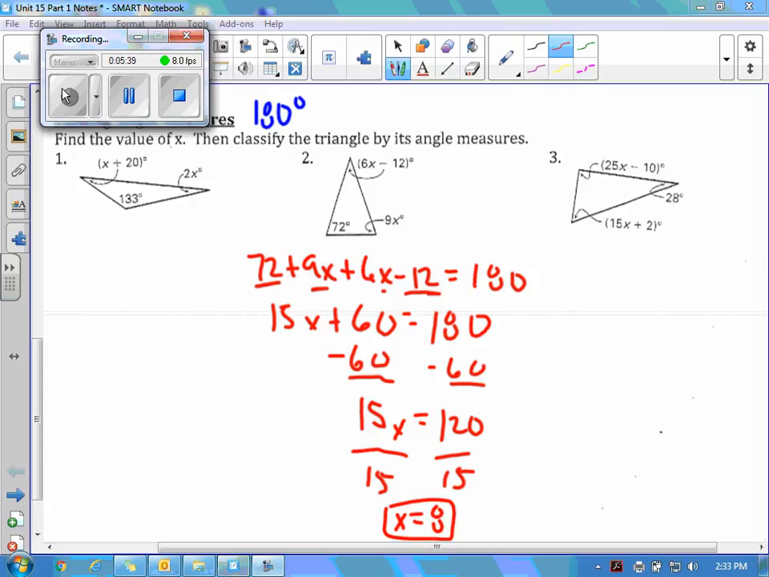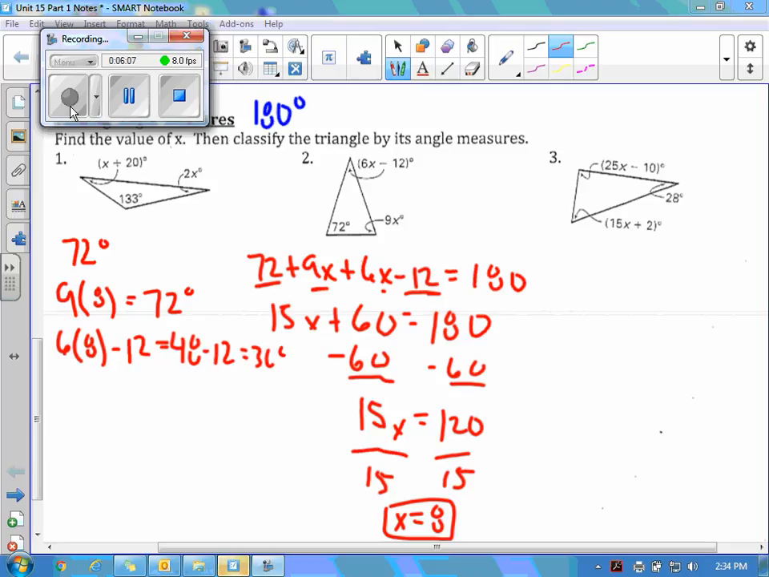Now I can plug it in to figure out my angle. So I already know that I have 72 degrees. I have 9x, which would be 9 times 8, or 72 degrees. And then I have 6x minus 12, so it'll be 6 times 8 minus 12, which is going to equal 48 minus 12, which is 36. So I have three angles that are less than 90, so it's going to be an acute triangle.